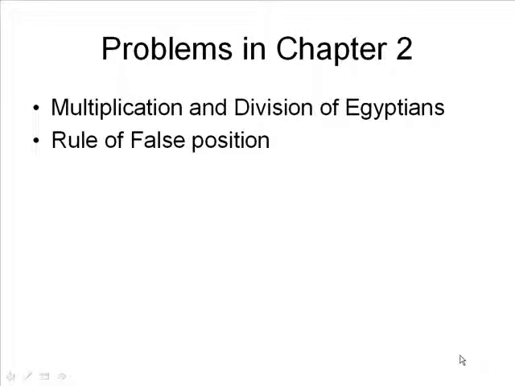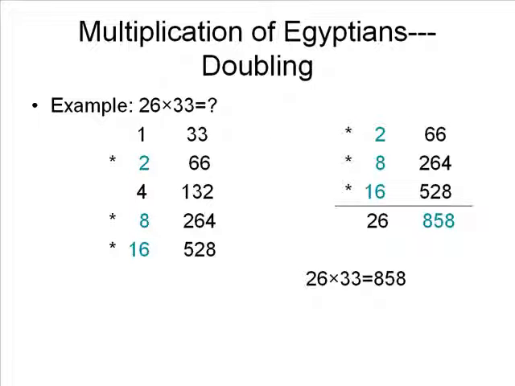In Chapter 2, we're going to look at how Egyptians performed their multiplication and division. And also, we're going to look at how Egyptians solved the algebraic equations by the rule of false position. First, let's look at the multiplications.